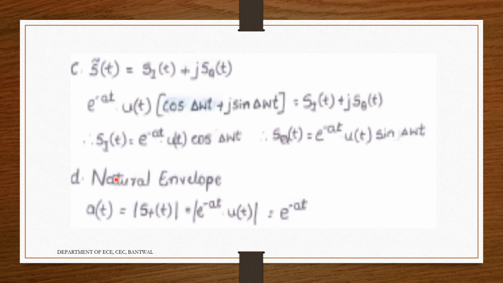Then the natural envelope, what is remaining? Here e^(-at) u(t) is the value I am getting. Here u(t), as we know, has amplitude 1 every time. And here I am considering the waveform shape e^(-at), because here we don't have anything combined, and a is the constant value which is going to take the shape of the waveform. The natural envelope is nothing but the shape of the waveform. This is the value.